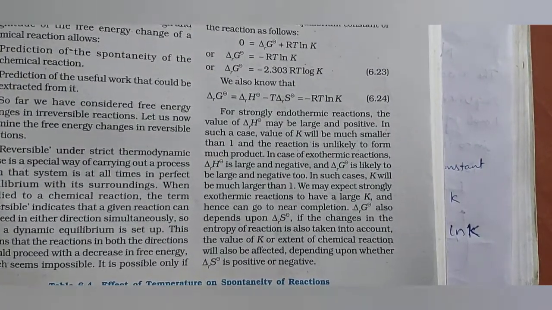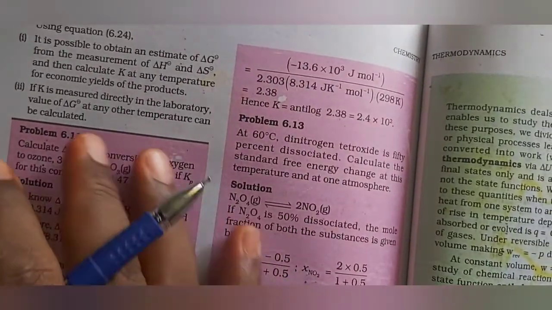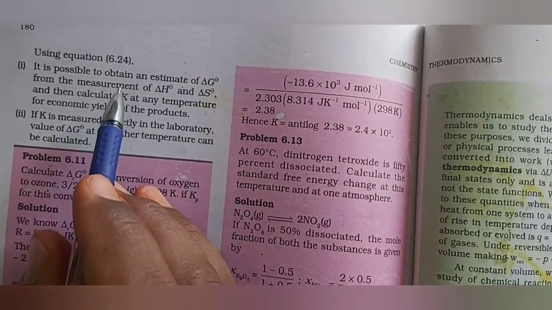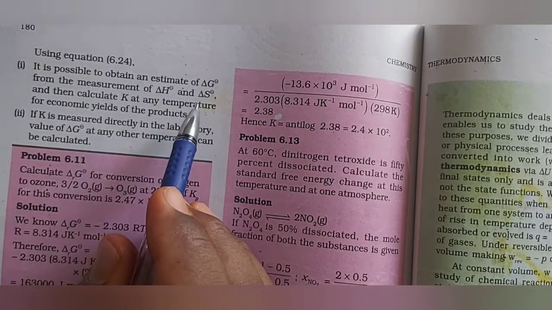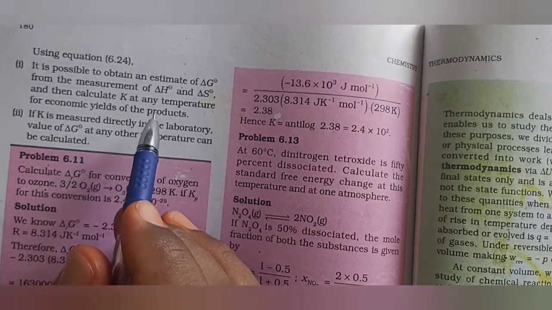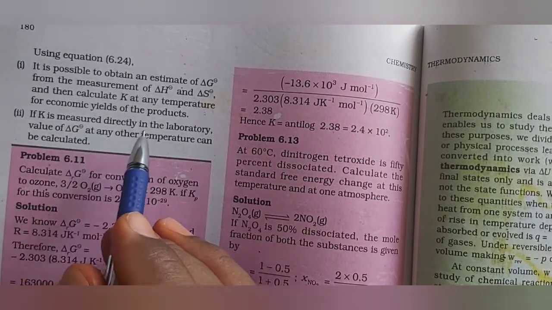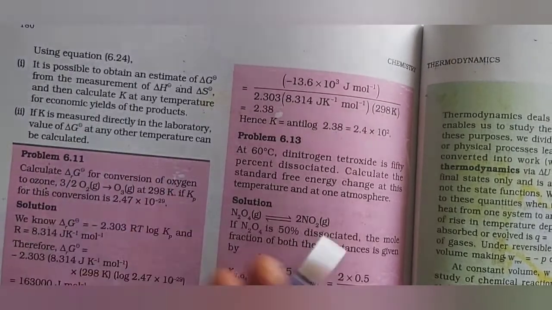And the remaining topic, just if you read it once, you will understand clearly. By this final point, it is possible to obtain an estimate of delta H naught from the measurement of delta H naught and delta S naught, and then calculate K at any temperature for economic yields of the products. If K is measured directly in the laboratory, the value of delta G naught at any other temperature can be calculated.